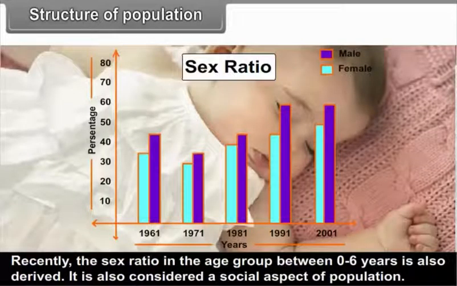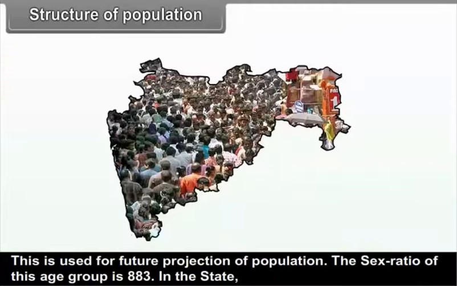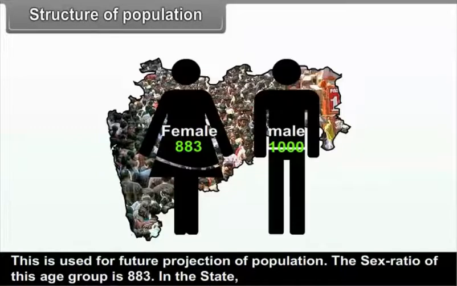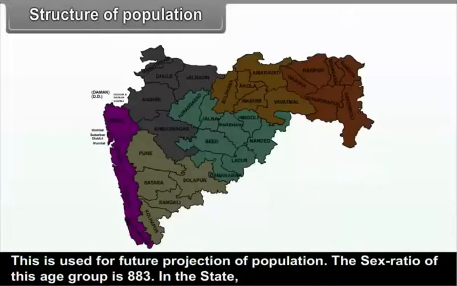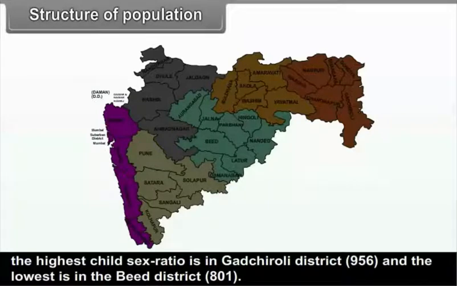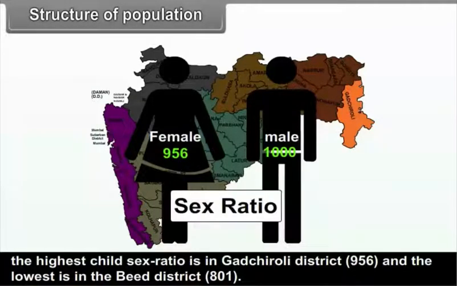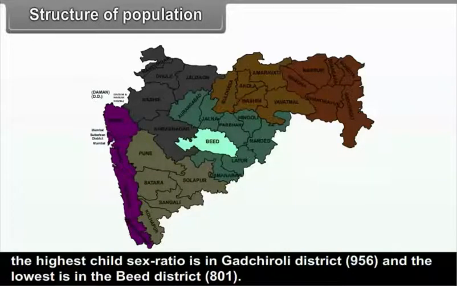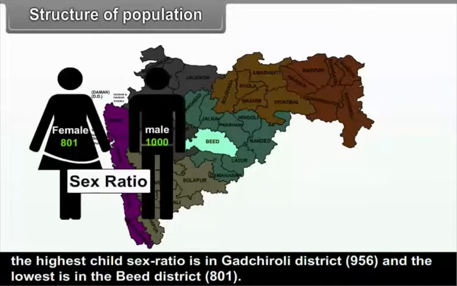Recently, the sex ratio in the age group between 0 to 6 years is also derived. It is also considered a social aspect of population. This is used for future projection of population. The sex ratio of this age group is 883. In the state, the highest child sex ratio is in Gadchiroli district, 956, and the lowest is in the Bid district, 801.